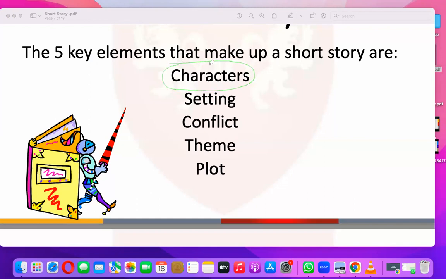Okay, your voice is not clear, but the persons. Yes, which is in the story. Yes, exactly. The persons, the people, or animals in the story. Yes, exactly. So the characters are the people or animals in a story.